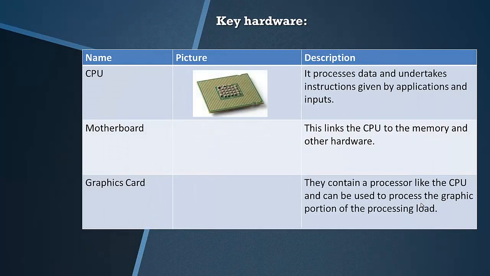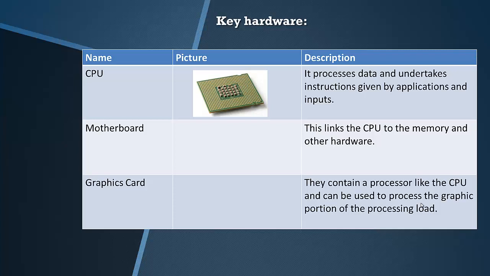So first, let's have a look at the CPU, which stands for Central Processing Unit. And hence the name, it contains a processor which processes data and undertakes instructions given by the applications and the inputs of the user. You can have more than one CPU in a computer system, but we're going to look at this in more detail in a future video, probably next, topic number 9, I think. So check that out.